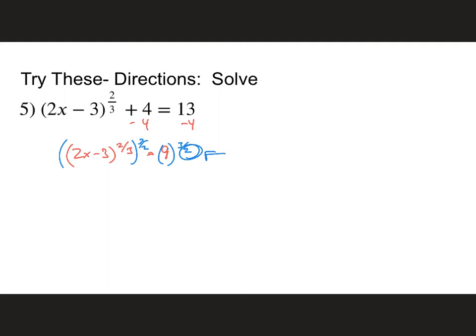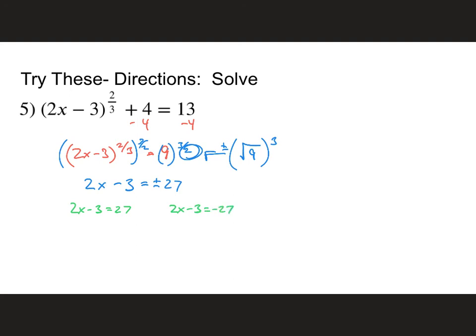Okay, so on the left-hand side, I do end up with just 2x minus 3. But on the right-hand side, I've got to remember, this is the square root of 9 to the 3rd power. Don't forget the plus or minus. Okay, so the square root of 9 is 3. 3 to the 3rd power is 27. So I end up with plus or minus 27. And now it's time to split this problem into 2. So I get 2x minus 3 equals positive 27, and 2x minus 3 equals negative 27.